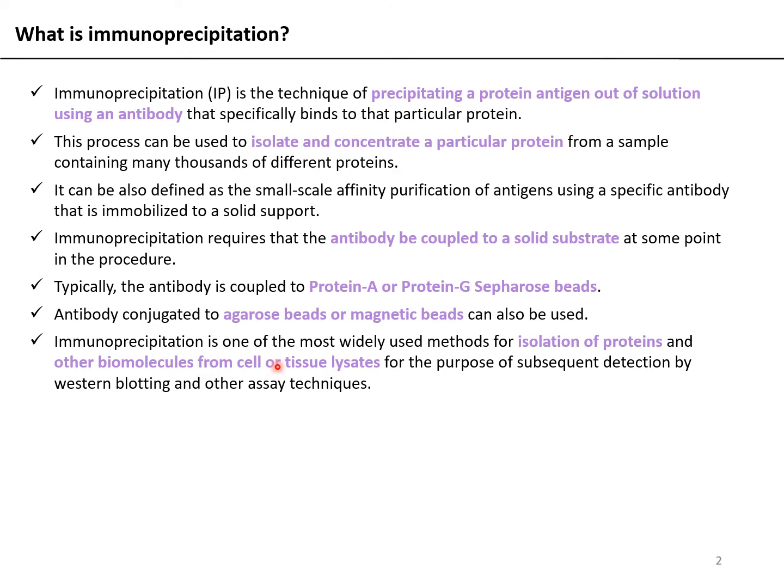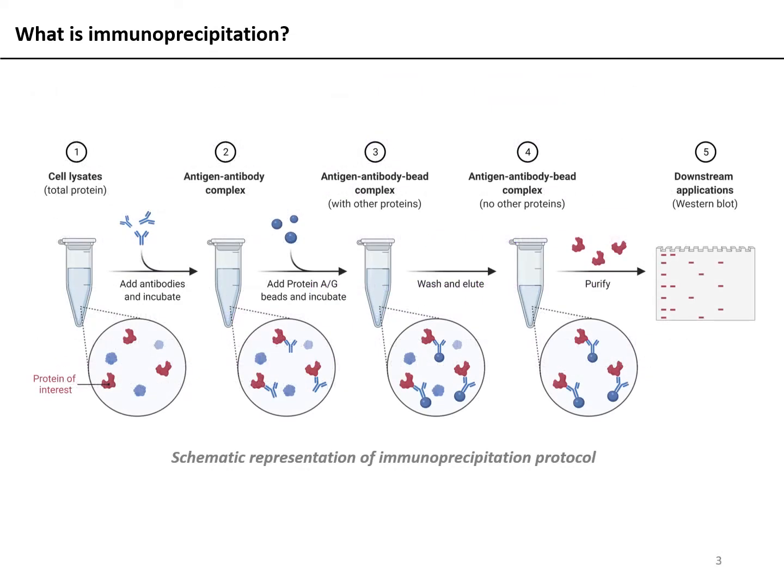IP is one of the most widely used methods for isolation of proteins and other biomolecules from cell or tissue lysate for the purpose of subsequent detection by Western blotting and other assay techniques. If we take a look at a schematic representation of the IP protocol, first you begin with your cell lysate, which has your total protein, that is every protein present in the cell. You have lysed the cell, you have released the intracellular contents, and these are now in solution. So you have a solution of different proteins and you have this red one, which is your protein of interest.